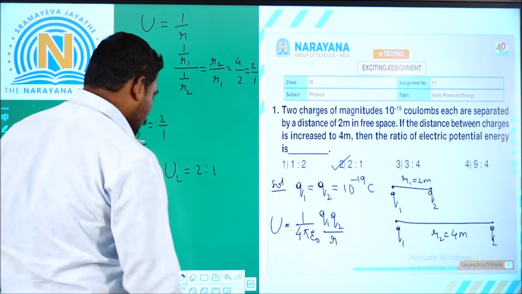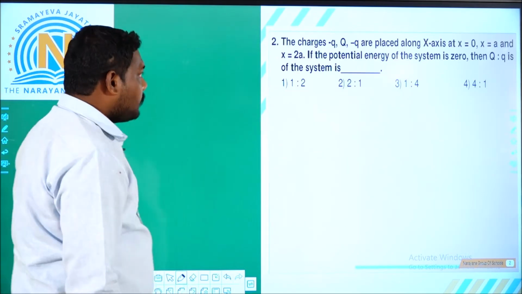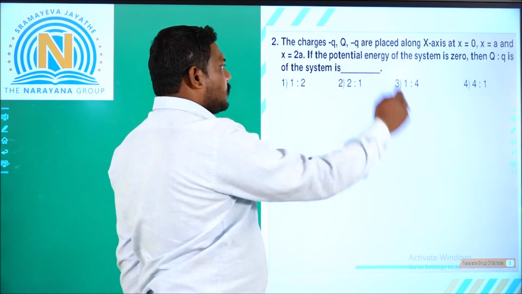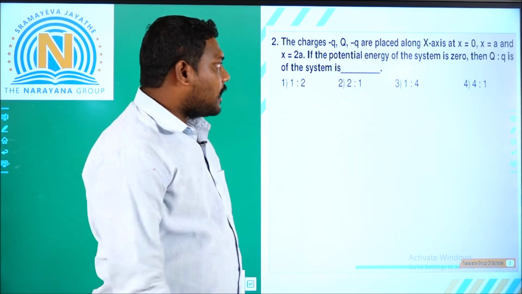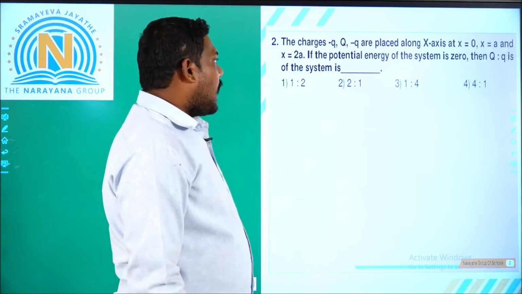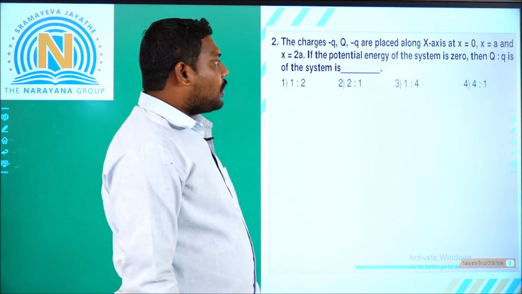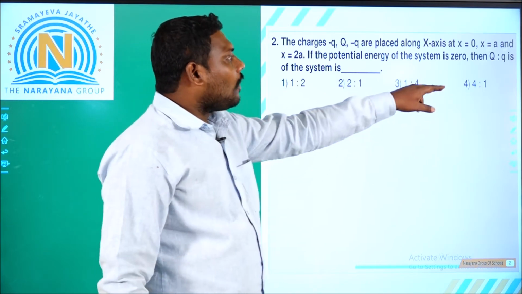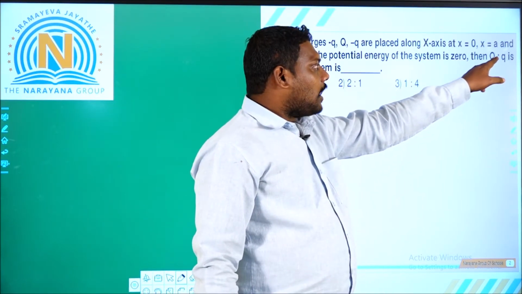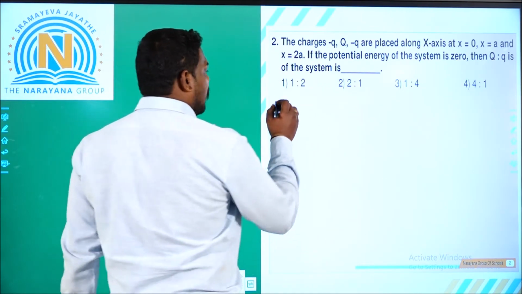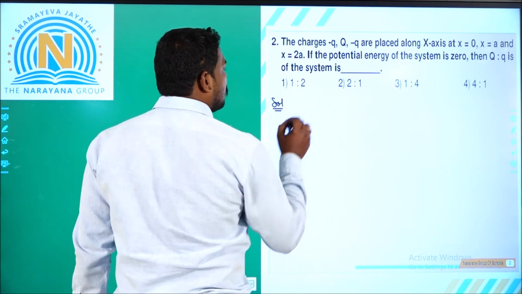Right? Now let us go to the second question. The charges minus Q, capital Q and minus Q are placed along the x-axis at x equal to 0, x equal to A and x equal to 2A. If the potential energy of the system is 0, then the ratio of capital Q charge and small q charge is? Now, solution of it.